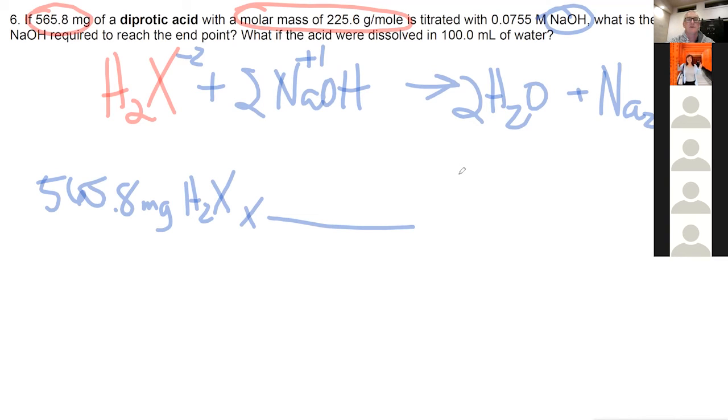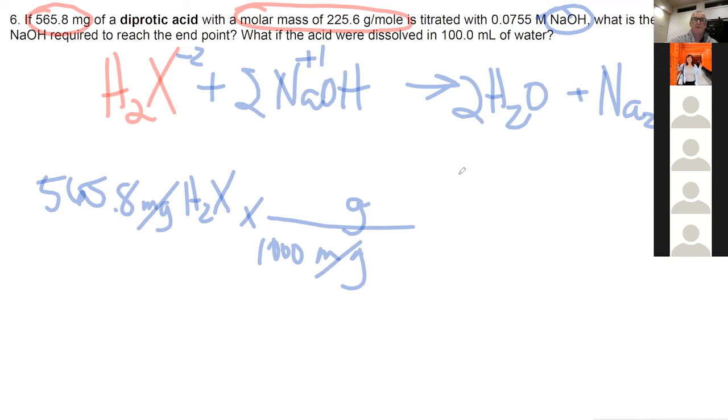What's my first conversion going to be? Convert it to grams first. So where do I put grams, on the top or the bottom? On the top, definitely. Milligrams on the bottom. So how many milligrams to a gram? 1,000 milligrams. So that gets rid of my milligrams.